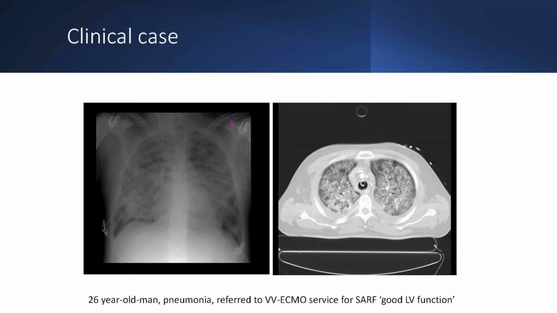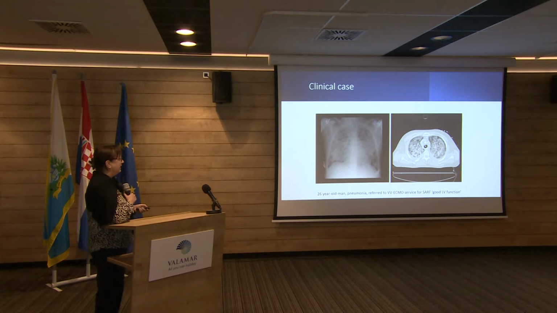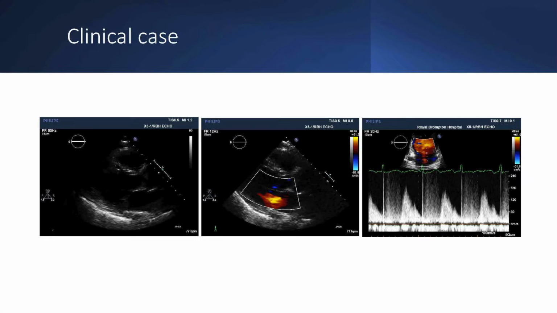This is a real patient. He is 26, he's now 27, and he was diagnosed with pneumonia. There's his X-ray, there is his CT, and he was referred through our severe acute respiratory failure service with so-called pneumonia. There's no doubt that he did have pneumonia. They'd done an echo at some point and said his left ventricular function is really good. So he comes over and he earns himself VV ECMO.